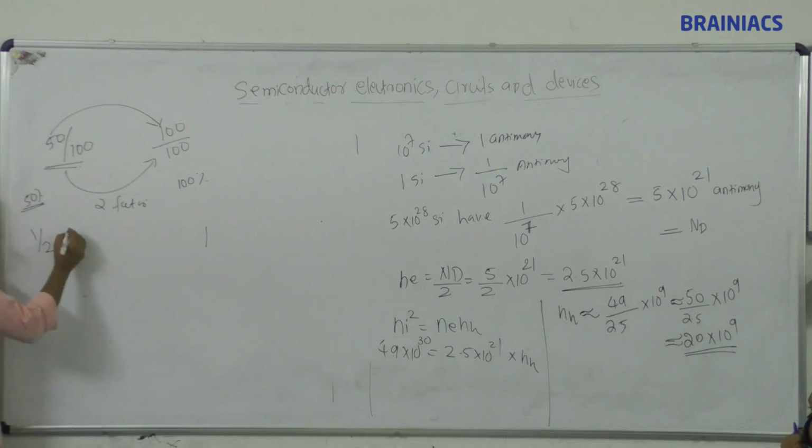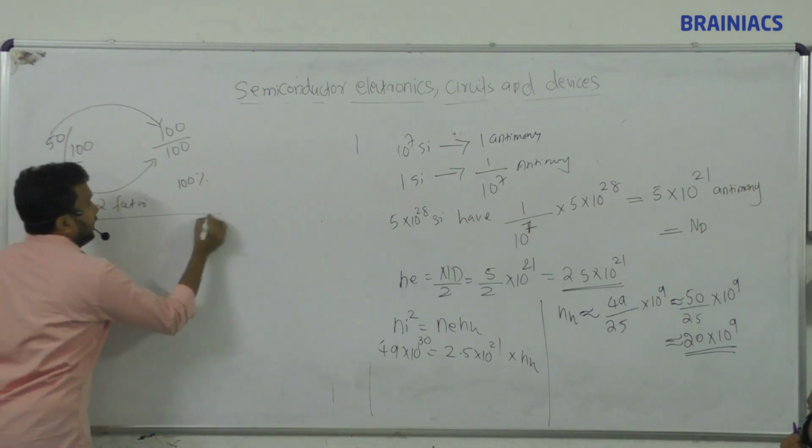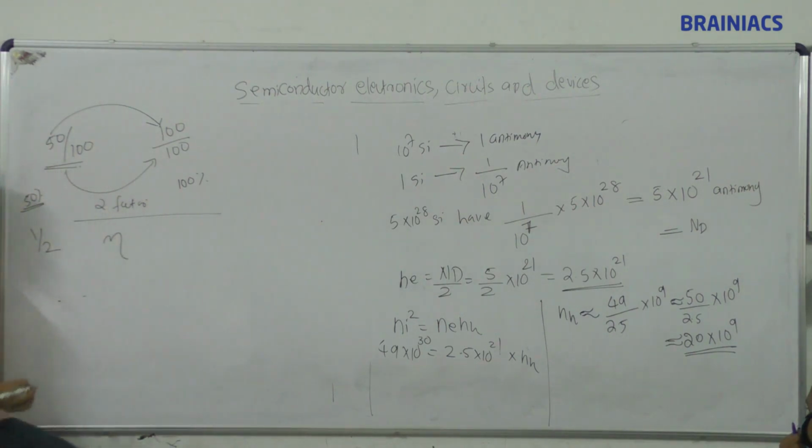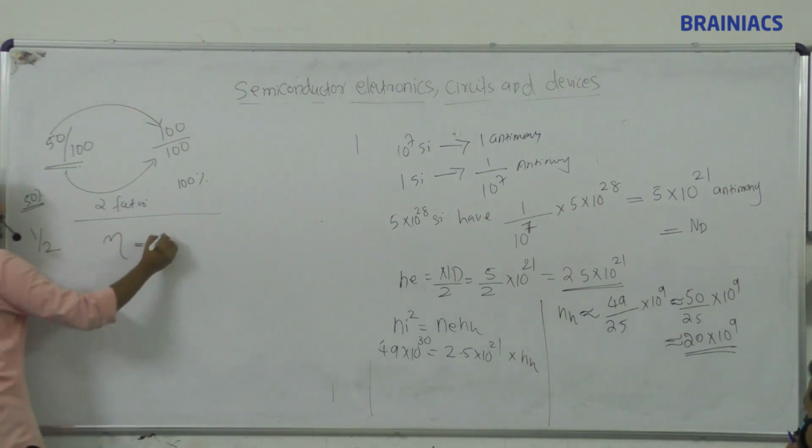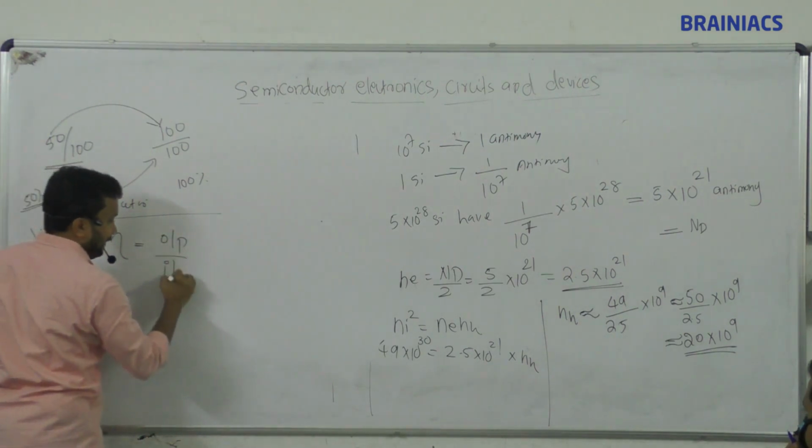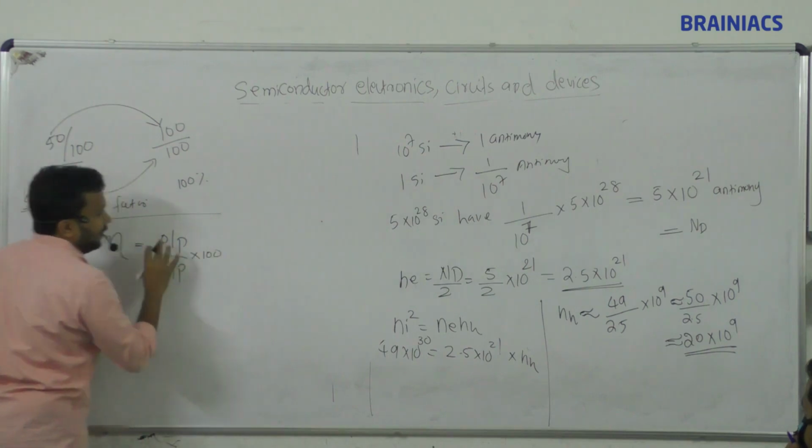Correct. In school we learned about eta, the efficiency of Carnot engines. How will you find efficiency? Output by input into 100. What is output?